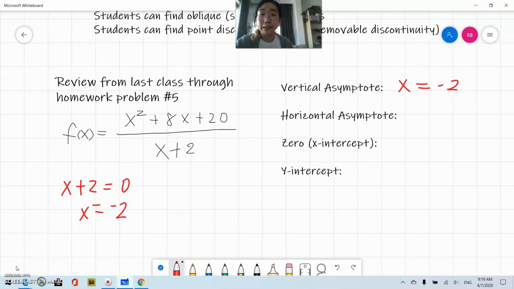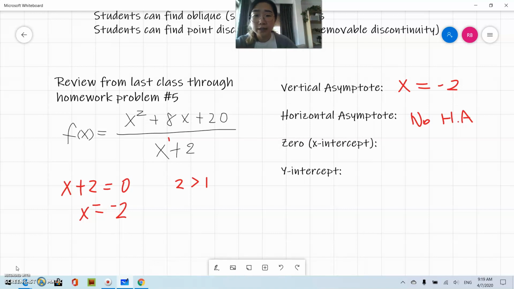Horizontal asymptote was a little different because you have to remember the 3 scenarios. The degree of the numerator is 2, and the degree of the denominator is 1. So the numerator has a greater degree. That means we don't have a horizontal asymptote. The x-intercept, or zero, was found by setting the numerator equal to 0.